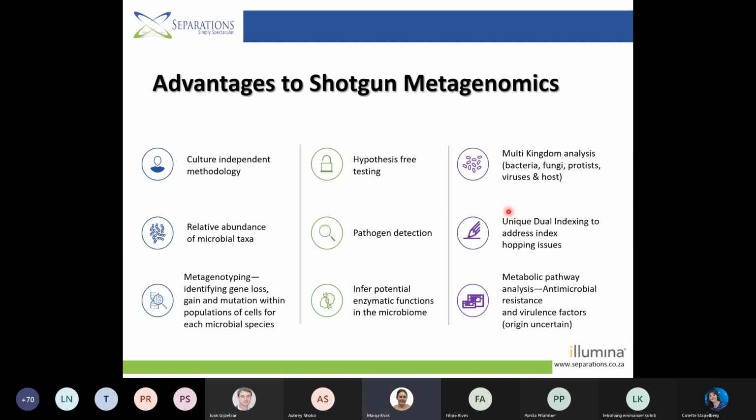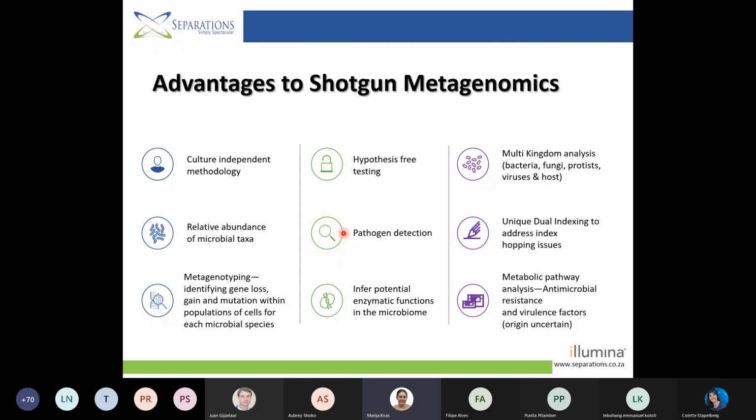At the same time, obviously, there are advantages to doing shotgun metagenomics. Obviously, it's a culture-free method, right? And we don't have to have any prior knowledge of what we are sequencing. So it's completely hypothesis-free testing. We are simply exploring what is out there. And because we don't have to have any prior knowledge of what is in there, it's ideal for pathogen detection, right? We can discover novel species, right?